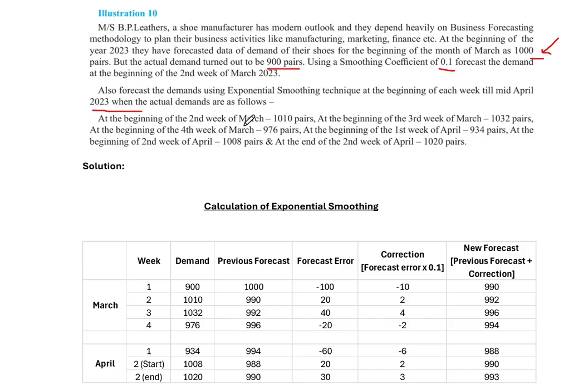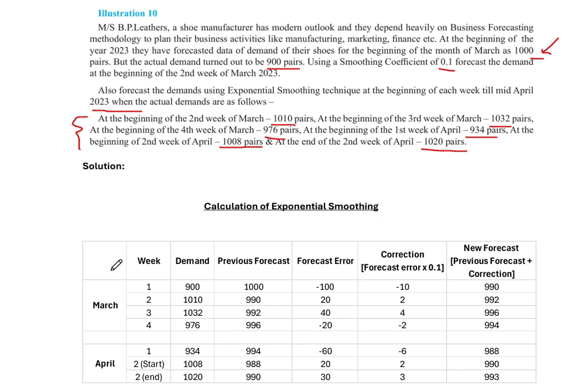At the beginning of the second week of March, 1010 pairs. Third week of March, 1032 pairs. Fourth week of March, 976 pairs. These are the actual demands. At the beginning of the first week of April, 934 pairs. Second week of April, 1008 pairs. And at the end of the second week of April, 1020 pairs. Let's start.